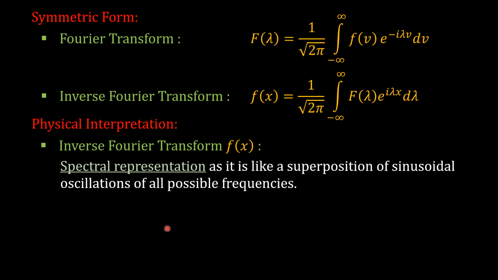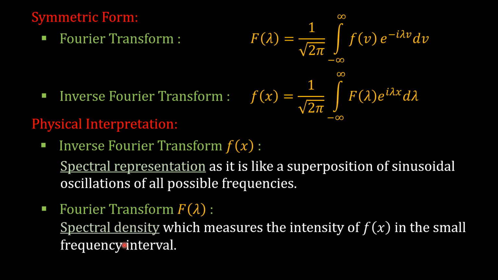That we have already seen in one of the examples, just in the beginning. Then Fourier transform F of lambda, what does it give? It gives us the spectral density, which measures the intensity of f of x in the small frequency interval. So this is the physical interpretation of the Fourier transform. Now we will go to solve one example on Fourier transform.